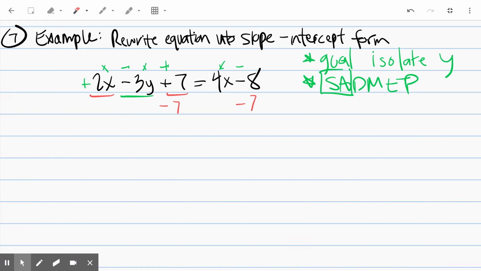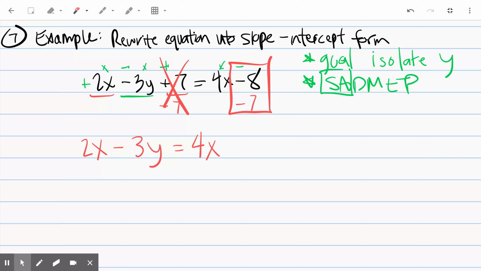Okay, so positive 7 minus 7 would equal 0. So effectively that just cancels out. And we'd be left with 2x minus 3y equals 4x. Now I could write 4x minus 8 minus 7, but because these are like terms, I'm just going to combine them from the get-go. Negative 8 minus 7 is going to get us negative 15.